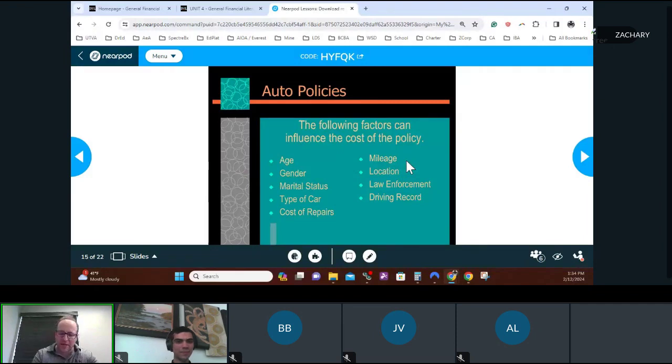They have these wonderful people called actuaries. So actuaries is just a fancy word for mathematician guy that crunches all the numbers and finds out what it is. They take your age, your gender, your marital status, your type of car, how much your car costs, your mileage, location, how many tickets you have, and they put it together and they say, oh, with all of this stuff, this is how much your car insurance would be, right? And of course, these companies are trying to make money, so it's usually a little bit higher than what it actually costs.